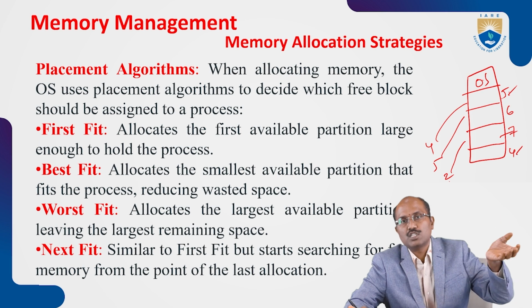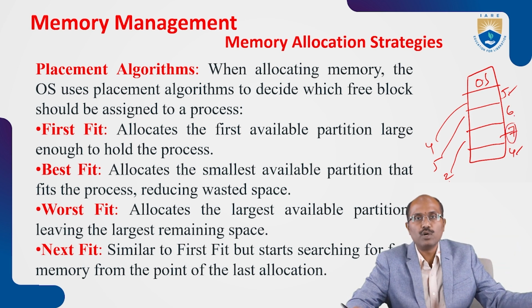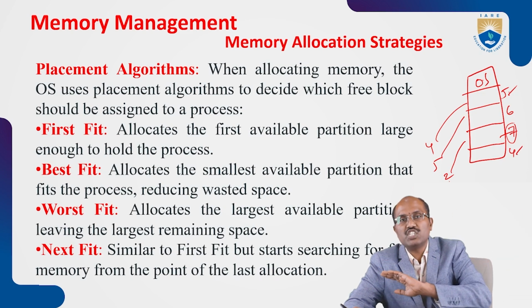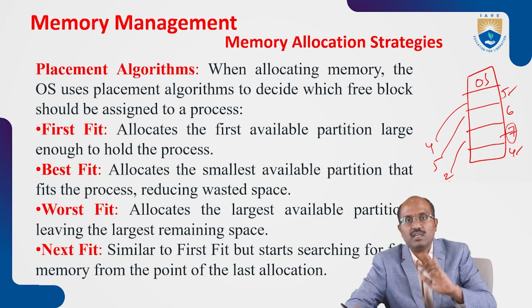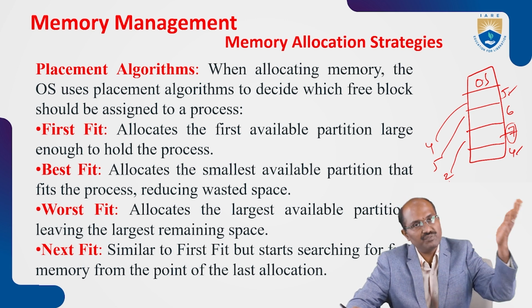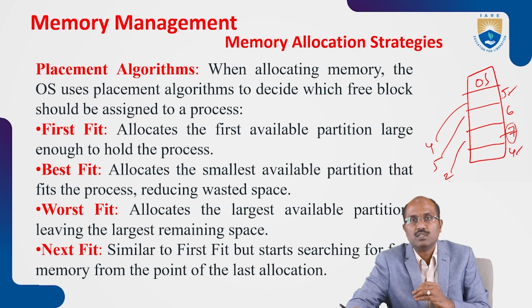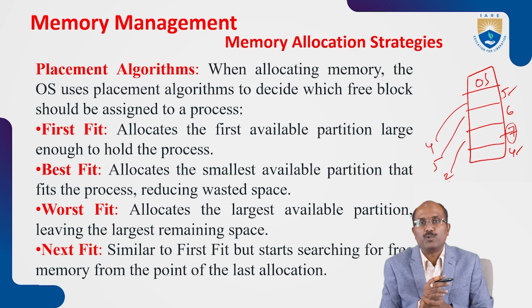The process size is 2 MB, and here the maximum partition is 7. Allocating the 2 MB process to the 7 MB partition is the worst fit. That type of allocation is not useful, and it can degrade the system performance. To increase performance, best fit is the good approach. To degrade performance, worst fit is the approach.